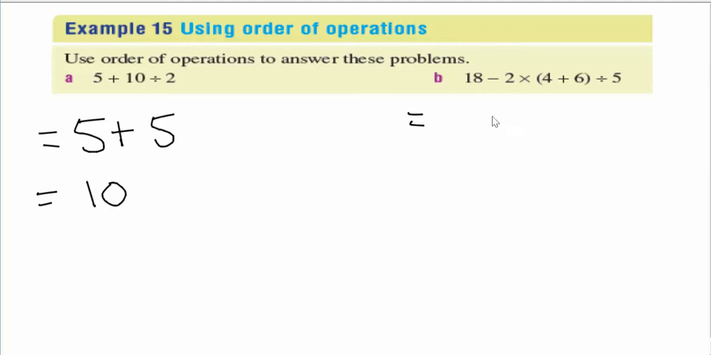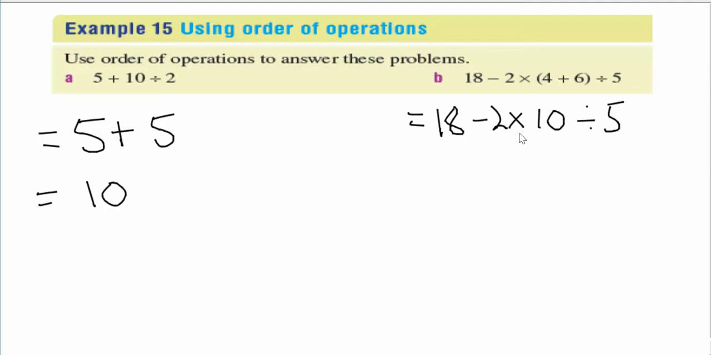So this is where the working out is really important. So 18 subtract 2 multiplied by 4 plus 6 divided by 5. Okay, so using my BIDMAS, brackets, so I have got brackets, I've got to do that first. So I'm just going to rewrite everything else around those brackets and leave them as they are. So my 18 minus 2 times stays there. Now my 4 plus 6 is 10, and then divide by 5.